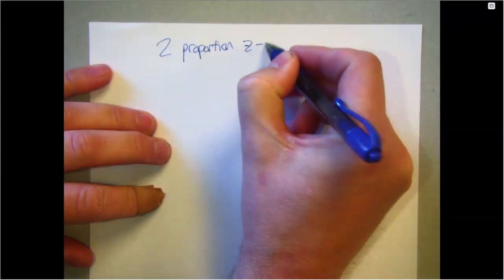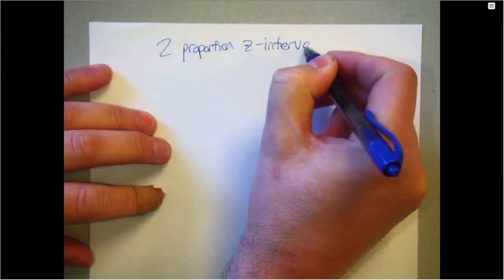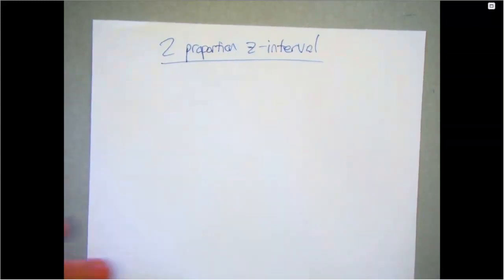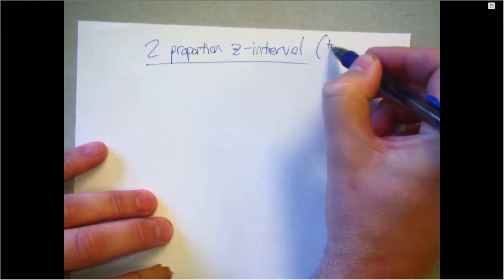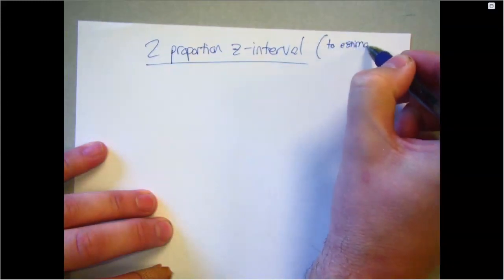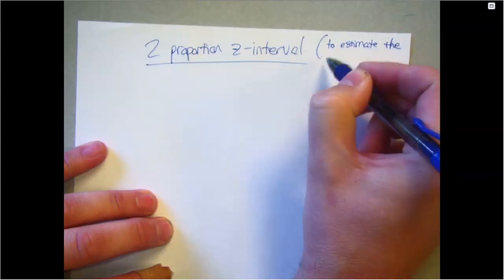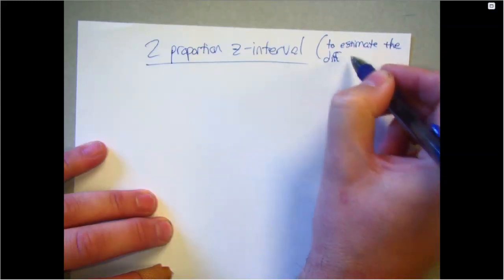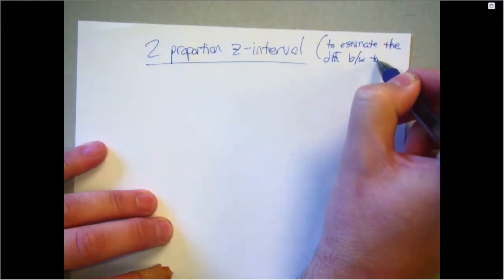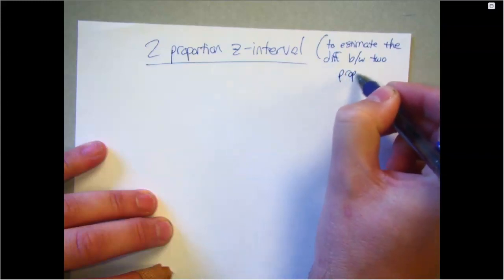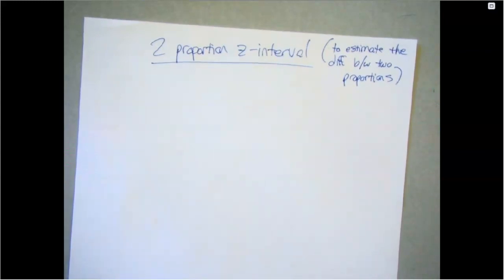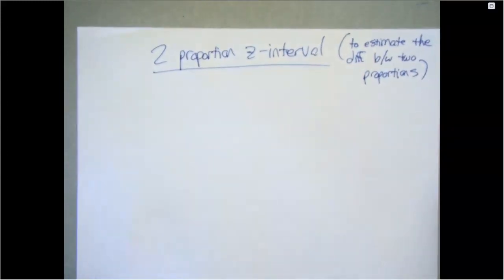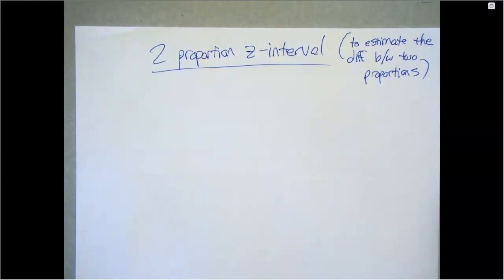Two proportion Z interval. We use this to estimate the difference between 2 proportions. So, like if you read through the example on the board, that's kind of an idea of what we're doing.